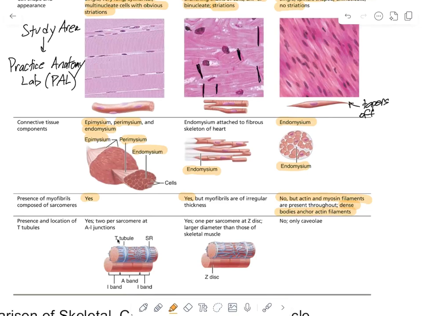The next row shows the presence and location of T tubules. They are, of course, in the skeletal muscle. We see the T-tubule here, the sarcoplasmic reticulum, and the organization of the sarcomere. There are sarcomeres in cardiac muscle as well, and one T-tubule per sarcomere at the Z disc, so not as many as in skeletal muscle. And in smooth muscle, as you just learned, there are no T-tubules. Instead, there are caveolae.